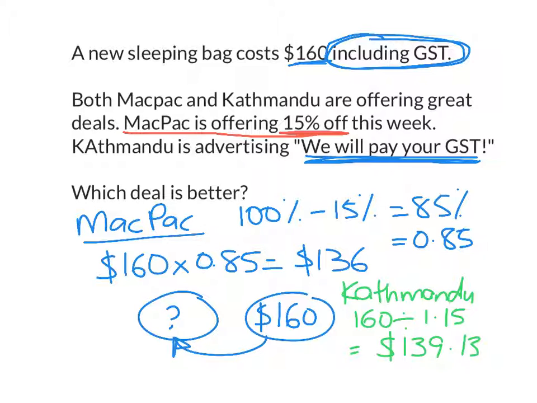But on the other hand, the Macpac shop might be a little bit too far for you to walk, or you might have a loyalty card for Kathmandu, but not for Macpac. Those kind of factors in real life are going to make as much of a difference as the $3 difference. And if you are doing maths in the real world, it's not just always about the final answer.